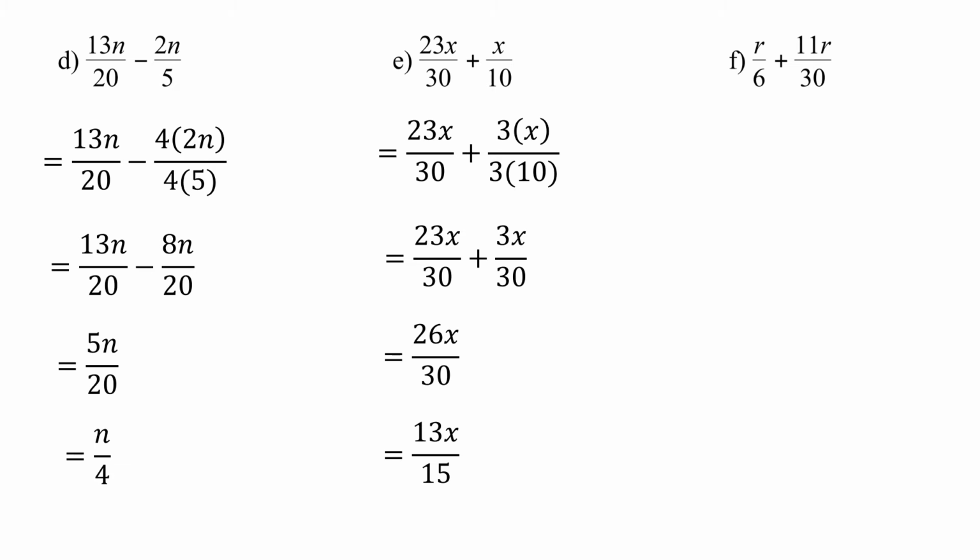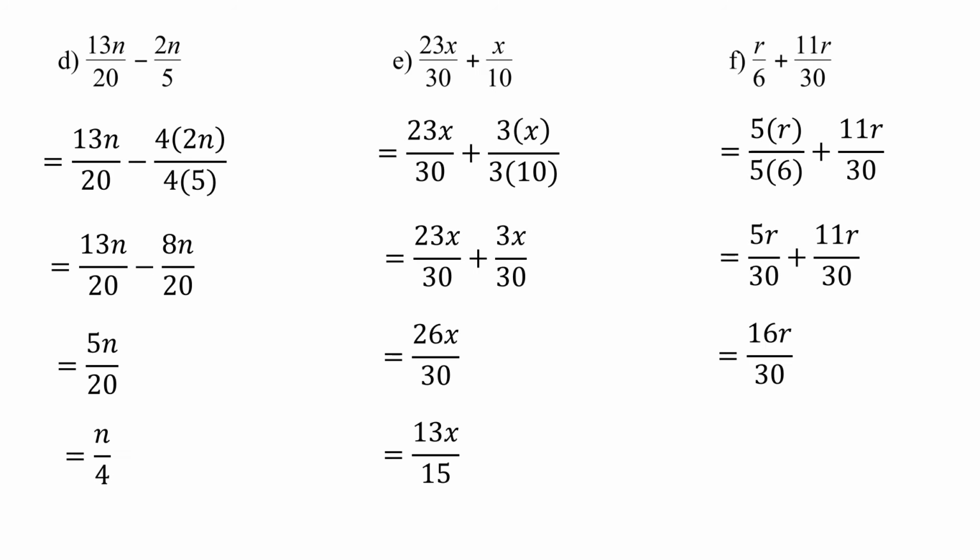In F, we have 6 and 30, so we're going to multiply that 6 by 5 to get it to 30. Got to do the same thing to the top. 5r plus 11r is 16r, simplifies to 8r over 15, because we just divided both of those numbers by 2.